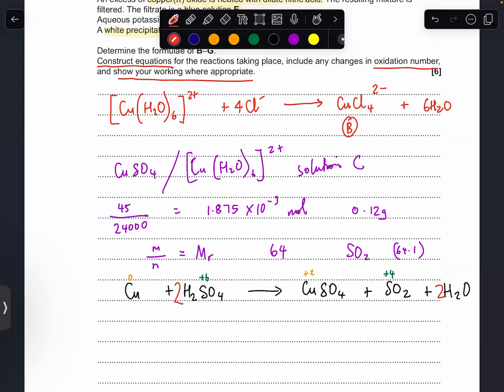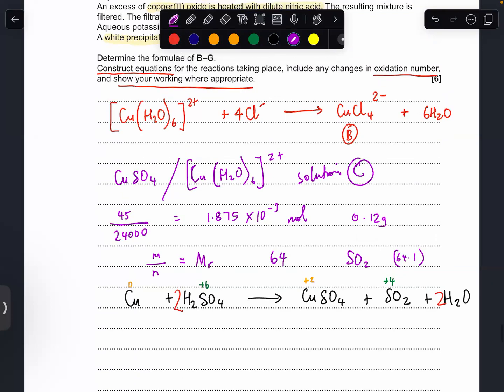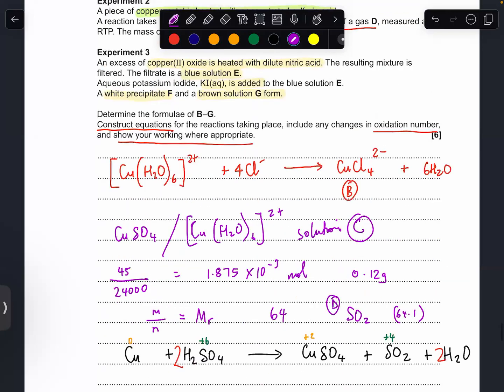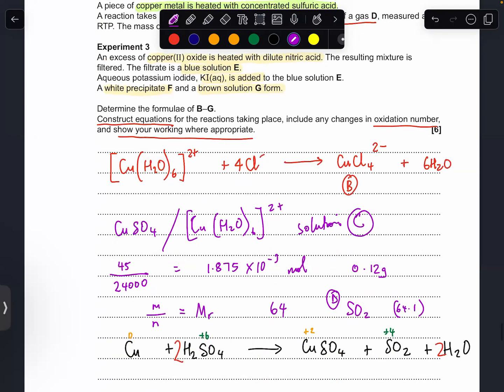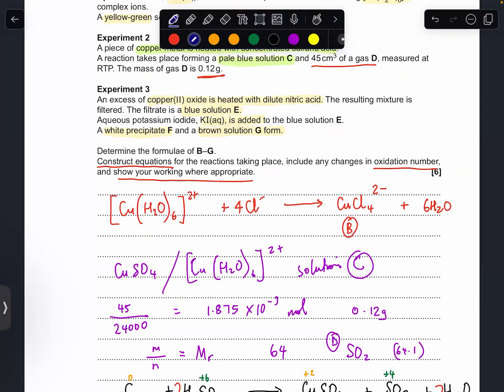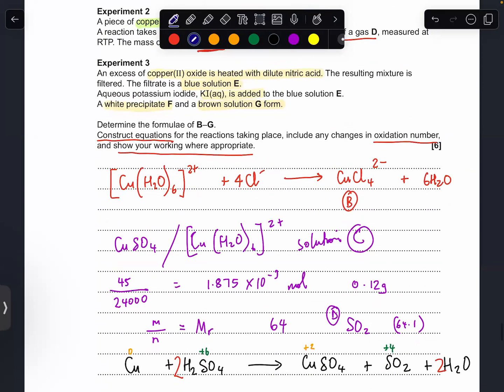So this is B, C, and I think this was gas D. Yep, we've got our gas D here. Then you've got experiment 3. Here, copper is heated with dilute nitric acid. The resulting mixture is filtered. The filtrate is a blue solution.